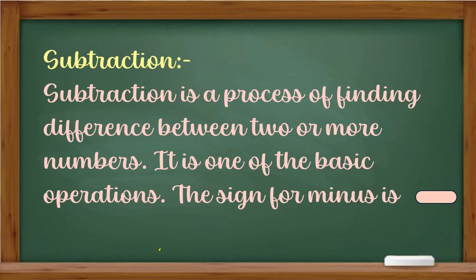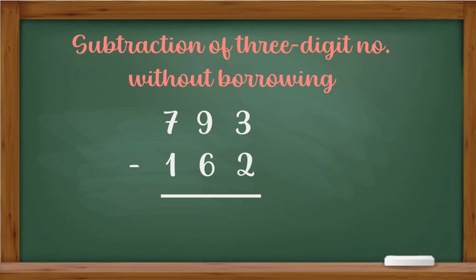Now we will do subtraction of three-digit number without borrowing. So 3 minus 2 is equals to 1. 9 minus 6 is equals to 3. And 7 minus 1 is equals to 6.